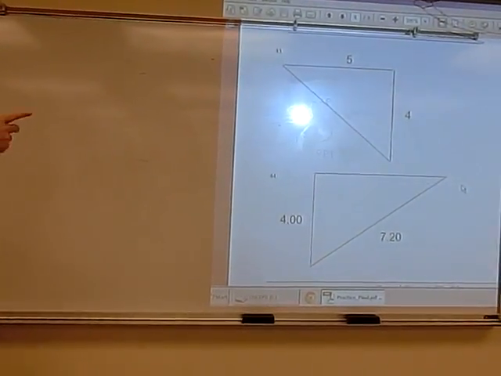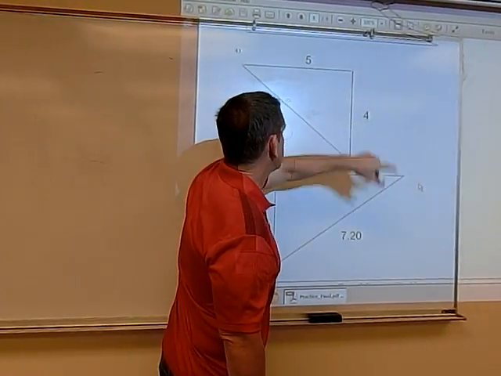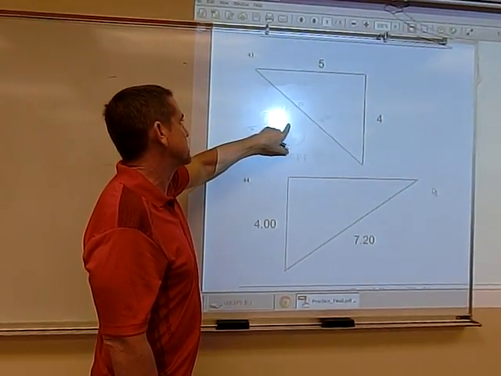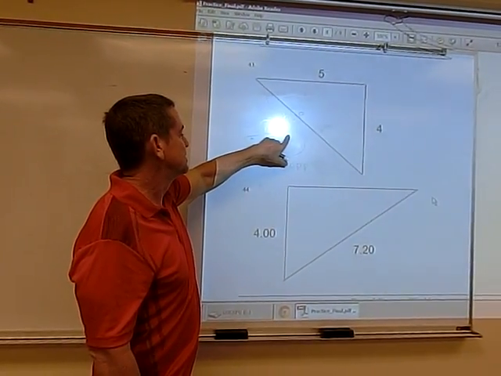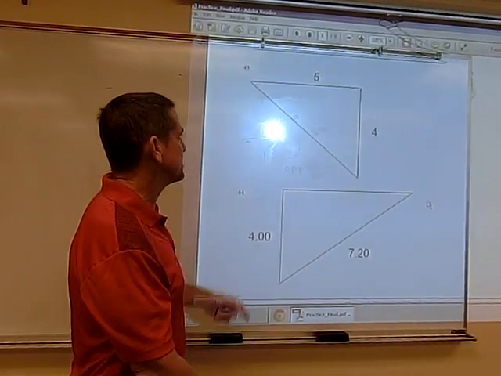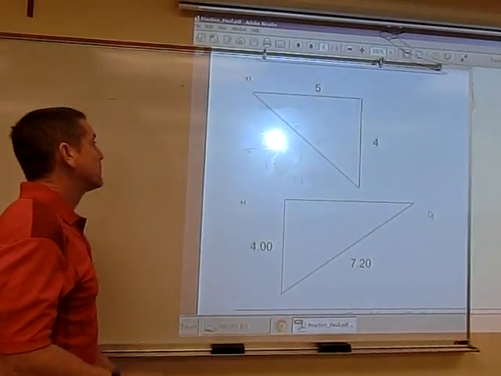So let's look at the first guy, number 43. We know this guy is 5, this guy is 4. If you looked at this guy, what would you guess? 7 or 8, something like that, right? I mean, it's obviously the hypotenuse, so he's a little bit longer.